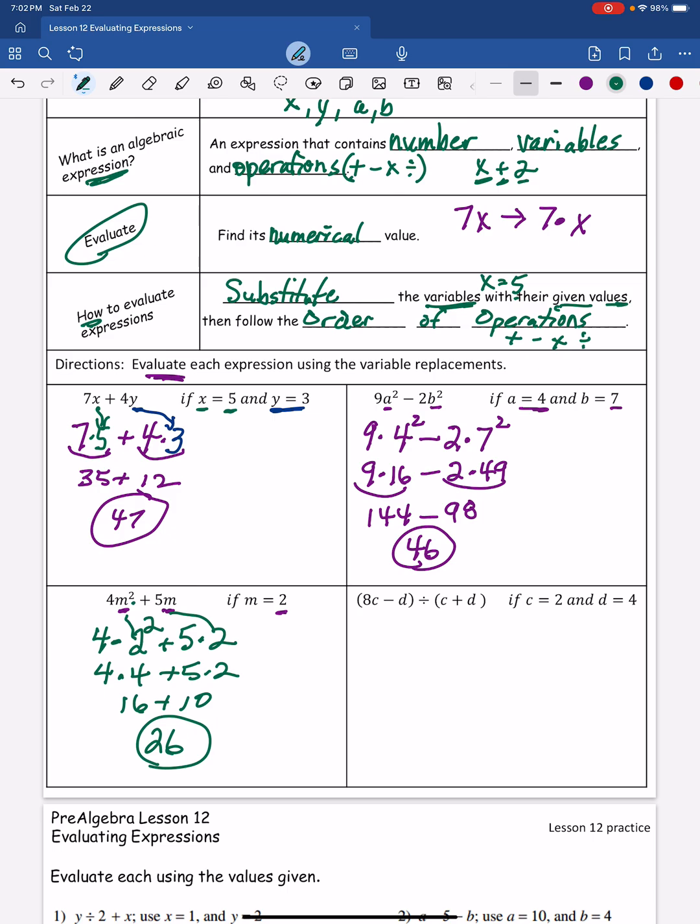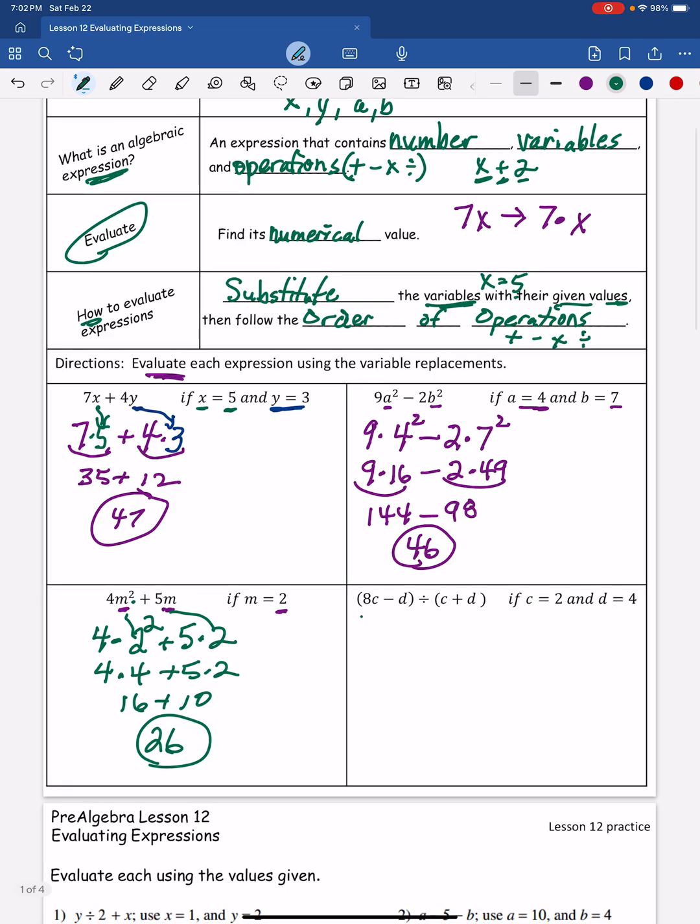Most students are going to mess up because they don't take the time to substitute it all in. They just think they can do it all in their heads. I'm just saying you might want to take your time. Here we go. Last one. 8 times c, which is a 2, minus d, which is 4. There's my first set of parentheses. Divided by c plus d.